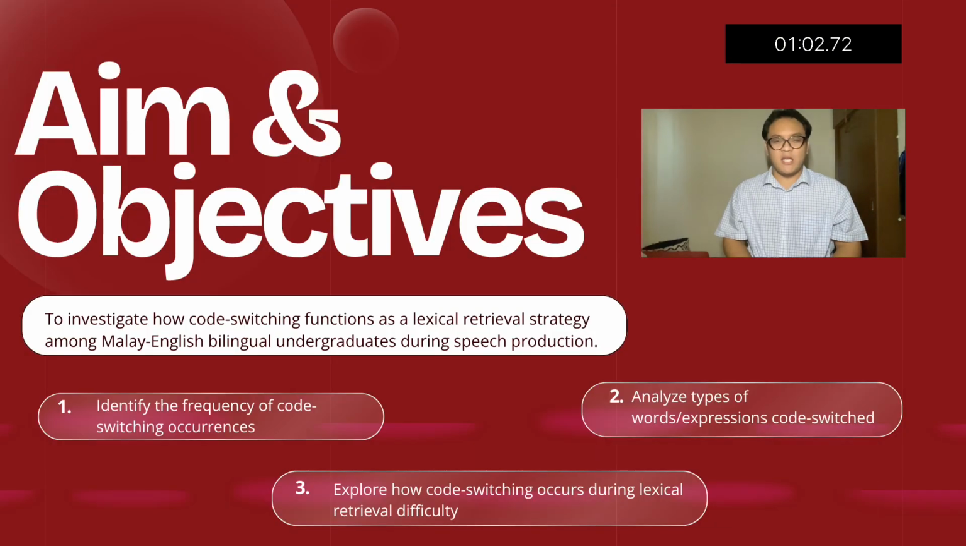The aim of this study is to investigate how code switching functions as a lexical retrieval strategy among Malay English bilingual undergraduates during speech production. The first objective is to identify the frequency of code switching occurrences during speaking tasks. The second objective is to analyze the type of words or expressions that are code switched during speech production. The third objective is to explore how code switching occurs during moments of lexical retrieval difficulty among bilingual undergraduates.